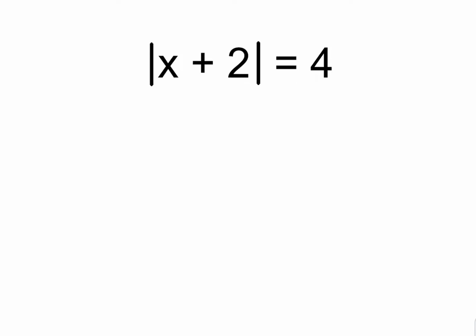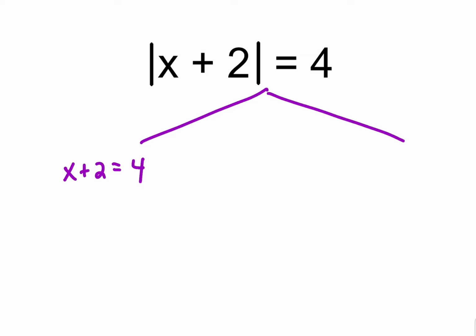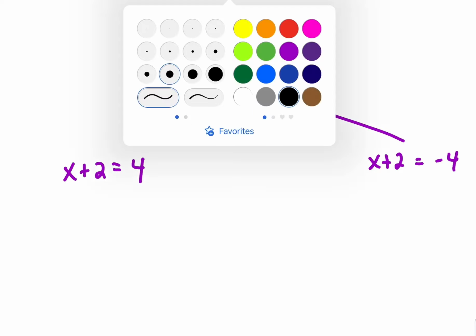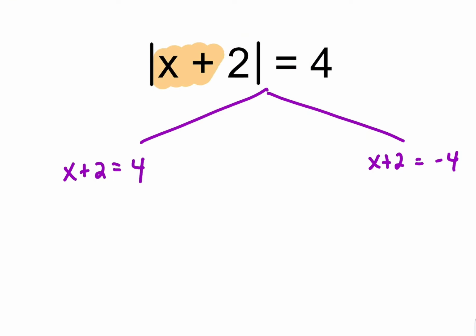But the procedure that you're going to see is you're going to split this up into 2 possible equations. You're going to do x plus 2 equals 4, just like we have already up there. And then x plus 2 equals -4. The reason why we do this is because if this stuff in here is -4, then the absolute value will turn it into a 4. And so if that stuff inside is indeed -4, then that's going to give us one of the answers.